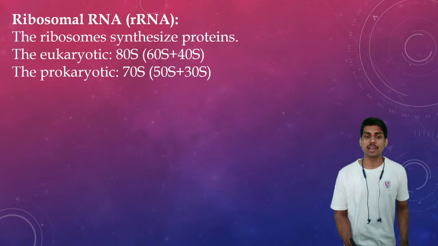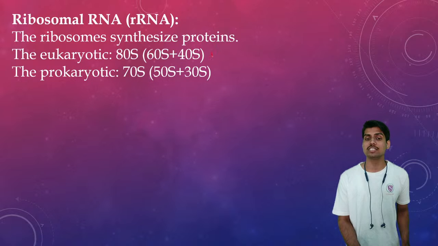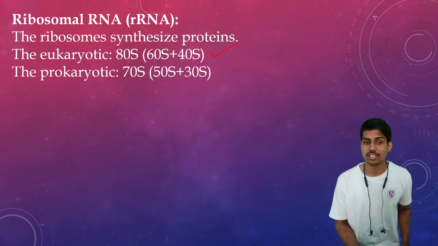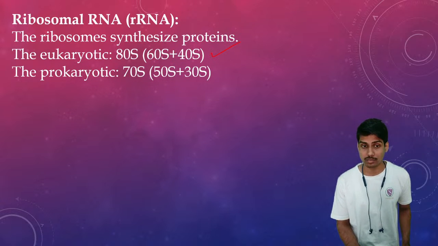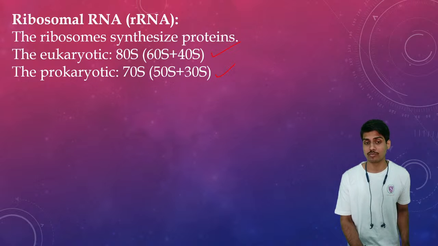And the last part, that is the ribosomal RNA. As we know, different types of ribosomes are present in the prokaryotes and eukaryotes. In the eukaryotes, it is 80S ribosomal units. They have the 60S and 40S subunits. In the case of prokaryotes, they have 70S ribosomes, with the subunits 50S and 30S.